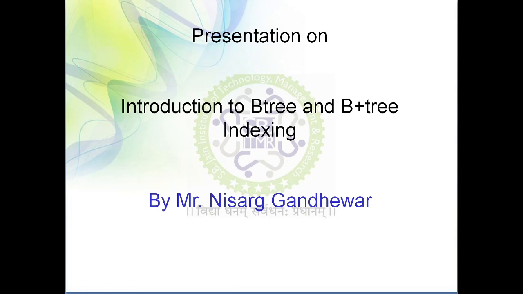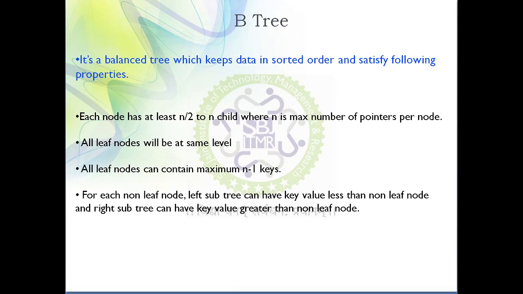For that purpose, first of all we try to understand what is Btree. As its name suggests, Btree means a balanced tree. Btree is nothing but a balanced tree which keeps your data in sorted order. This is the important thing about Btree. B stands for balance. Btree is a balanced tree which stores its data in sorted order. There are a few properties for Btree that you need to understand.